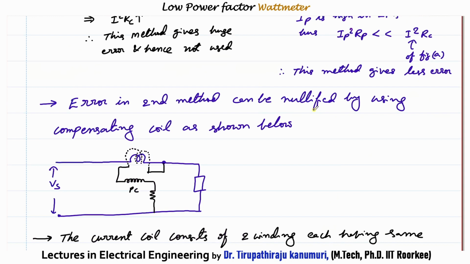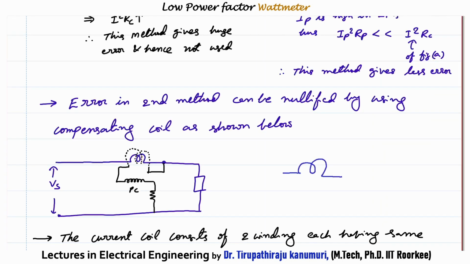But let us assume I want to completely nullify the error. I want to remove the error completely. In that case, we go for a compensating coil. To understand the compensating coil, your wattmeter will be changed like this. This is my current coil. This current coil will have two coils. Let us take the two coils. One coil I am taking with the blue color.